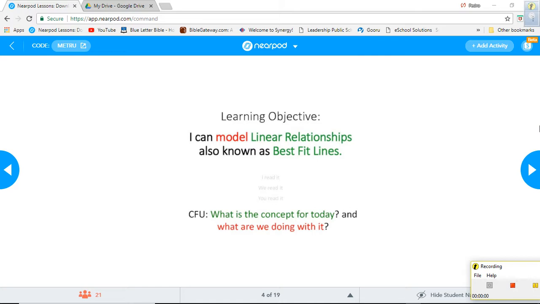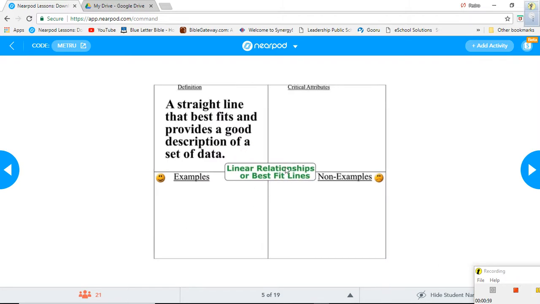All right. So today we're going to continue with that lesson, and today we're actually going to finish that lesson. And in your FAIR model, you're going to write linear relationship best fit lines. So what are best fit lines? Definition. It says linear relationships or best fit lines are a straight line that best fits and provides a good description of the set of data.